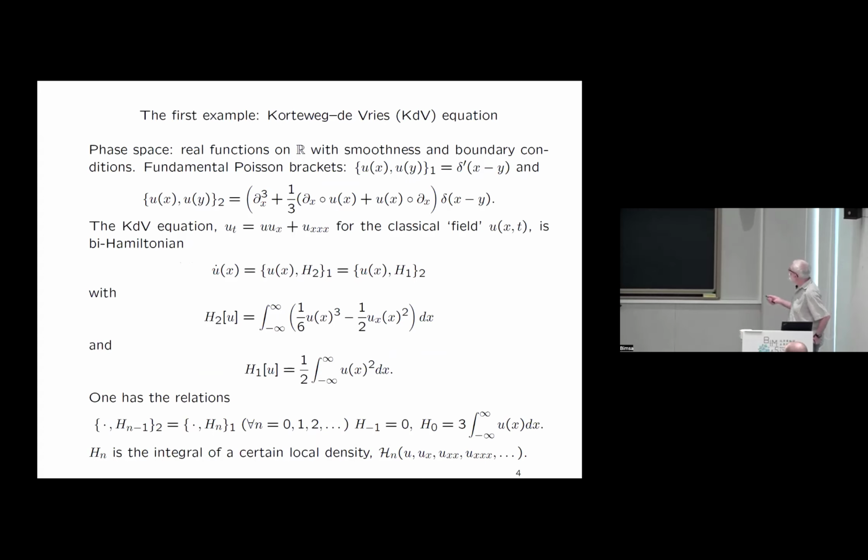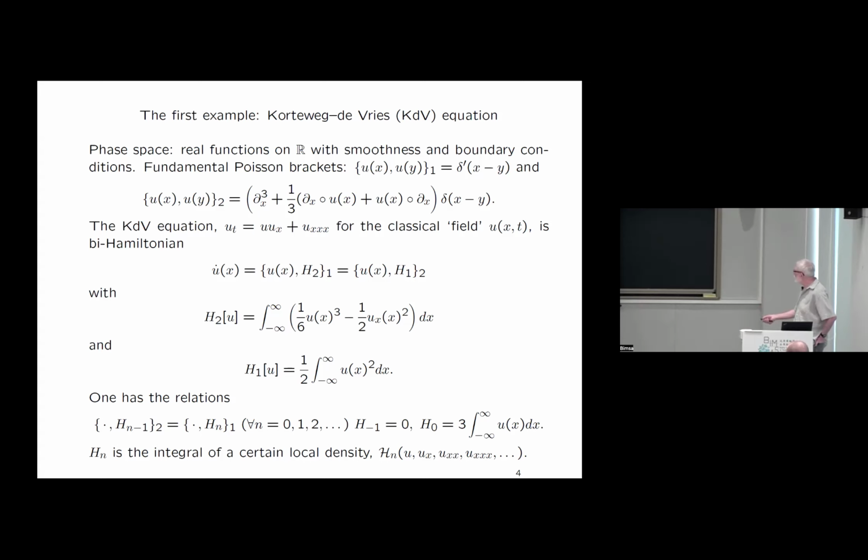One of the Poisson structures is the so-called Faddeev-Zakharov Poisson structure like this, and the other one is this one, which actually corresponds to the dual of the Virasoro algebra at some particular value of the Casimir, basically the central charge. And this system is Bi-Hamiltonian. The evolutionary time derivative can be written with these two Poisson structures and two different Hamiltonians.